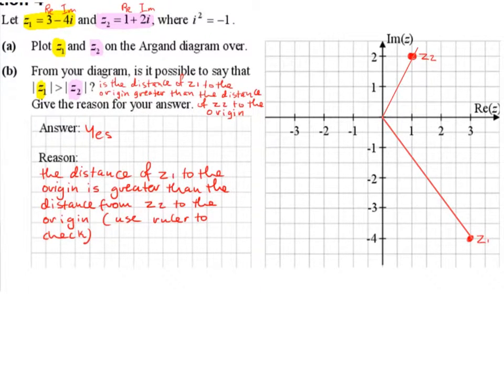we can clearly see that the distance from z1 to the origin is longer than the distance from z2 to the origin. So the answer is yes, the modulus of z1 is greater than the modulus of z2, and the reason is the distance of z1 to the origin is greater than the distance of z2 to the origin, and we can use a ruler to check. So we can measure these two lines.